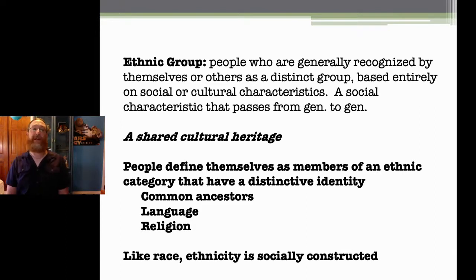Ethnic groups, so people who are generally recognized by themselves or others as a distinct group, based entirely on social or cultural characteristics. We're moving away from biological traits with race and looking at social characteristics. So a social characteristic that passes from generation to generation. We receive ethnicity more positively because we understand now that it encompasses a much greater spectrum of who people really are, right? So a shared cultural heritage. People that find themselves as members of an ethnic category have a distinctive identity. They have common ancestors, language, religion, and like race in ways, ethnicity is also socially constructed.